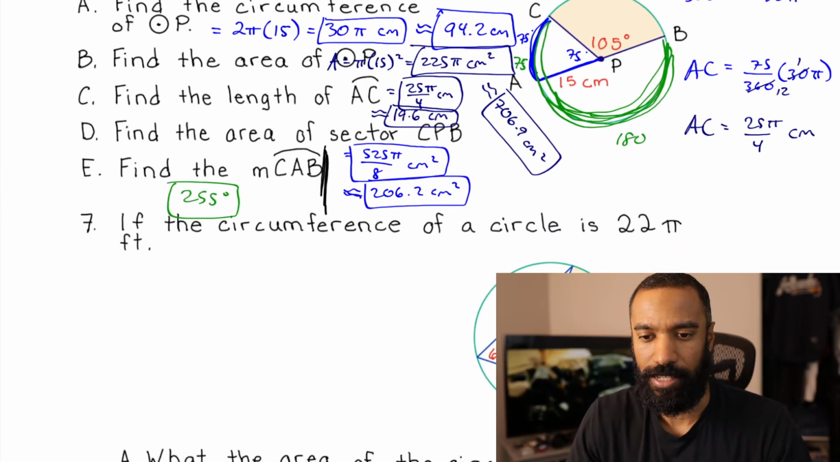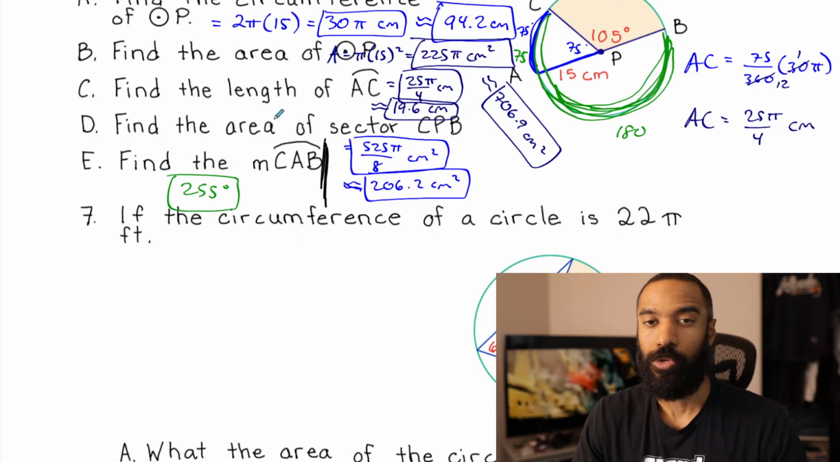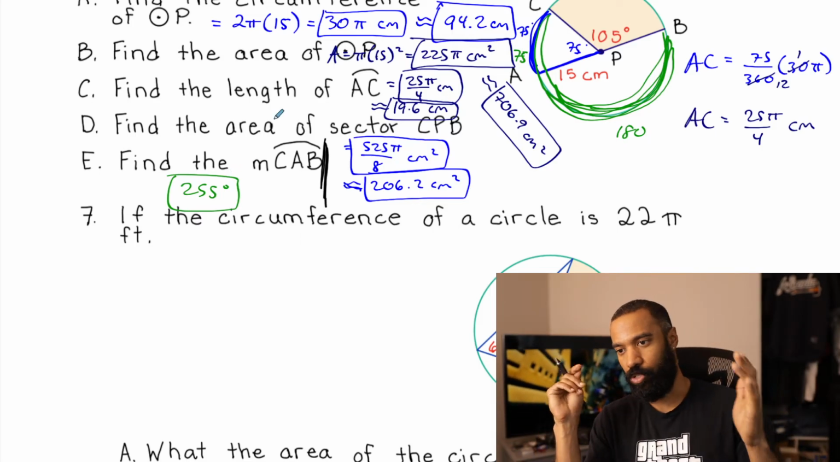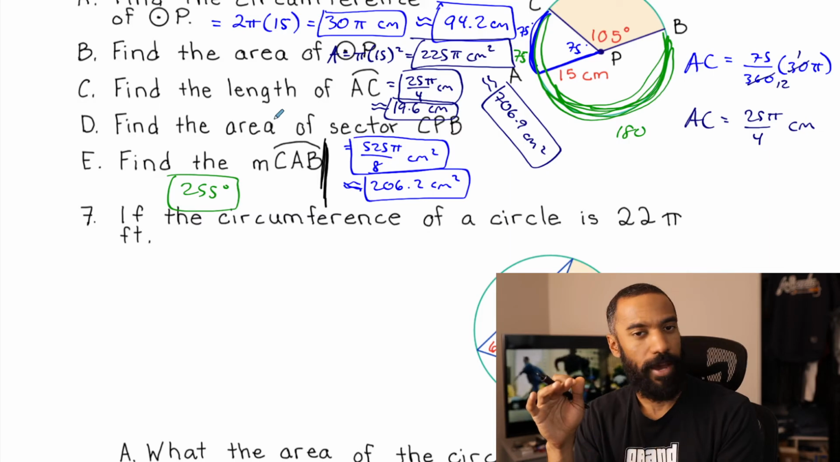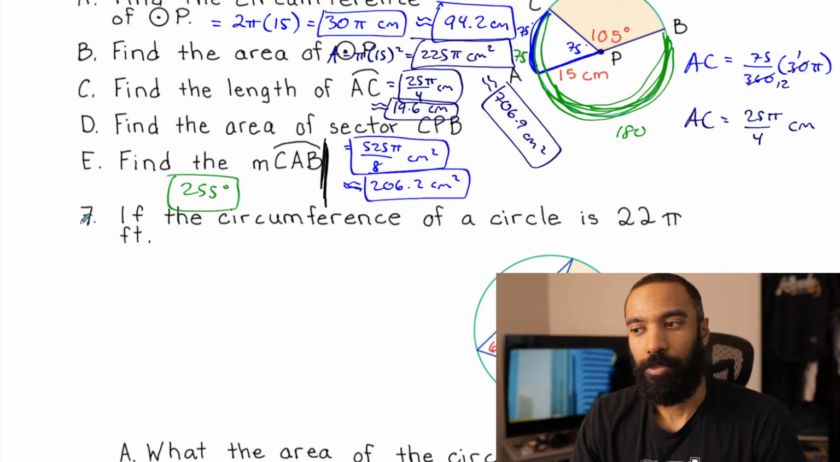Now, if you wanted to find its arc length, you take 255 out of 360, and that's equal to your arc length out of 30 pi. Which I'm not going to do, because they didn't ask.